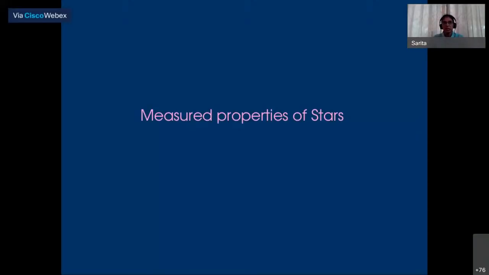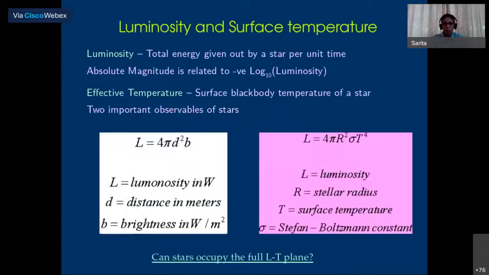For example, we said we need radius. We need radius to determine luminosity, or if we know luminosity, we can determine radius. Is there some way to get an estimate of the radius of the star? So we'll look at some of these properties.